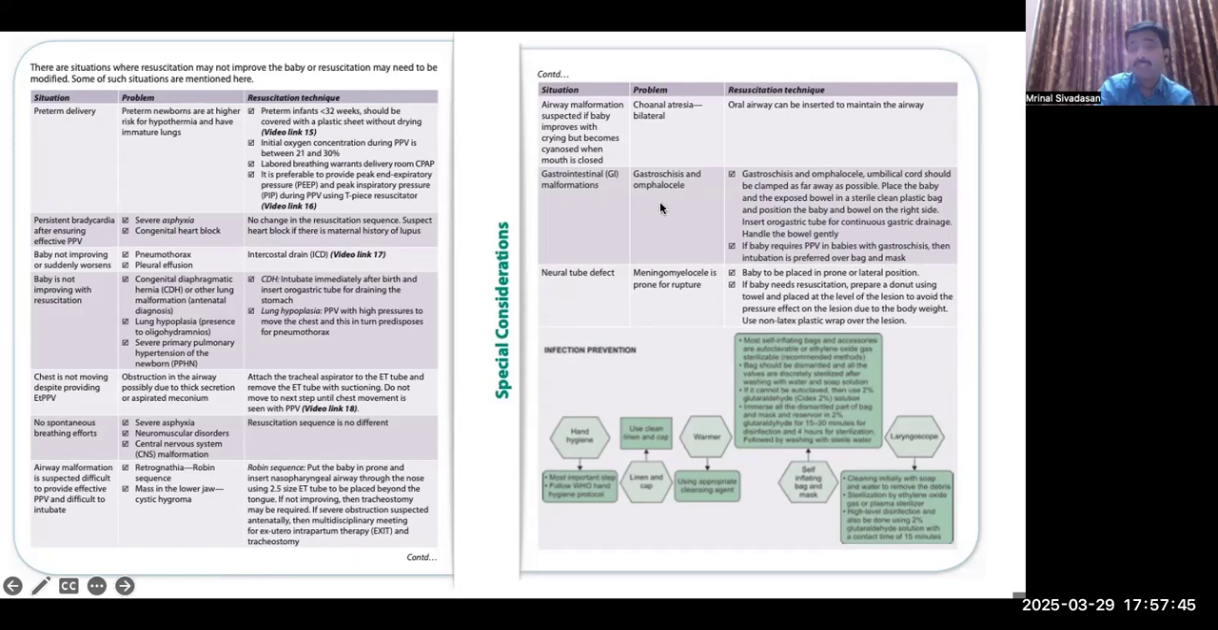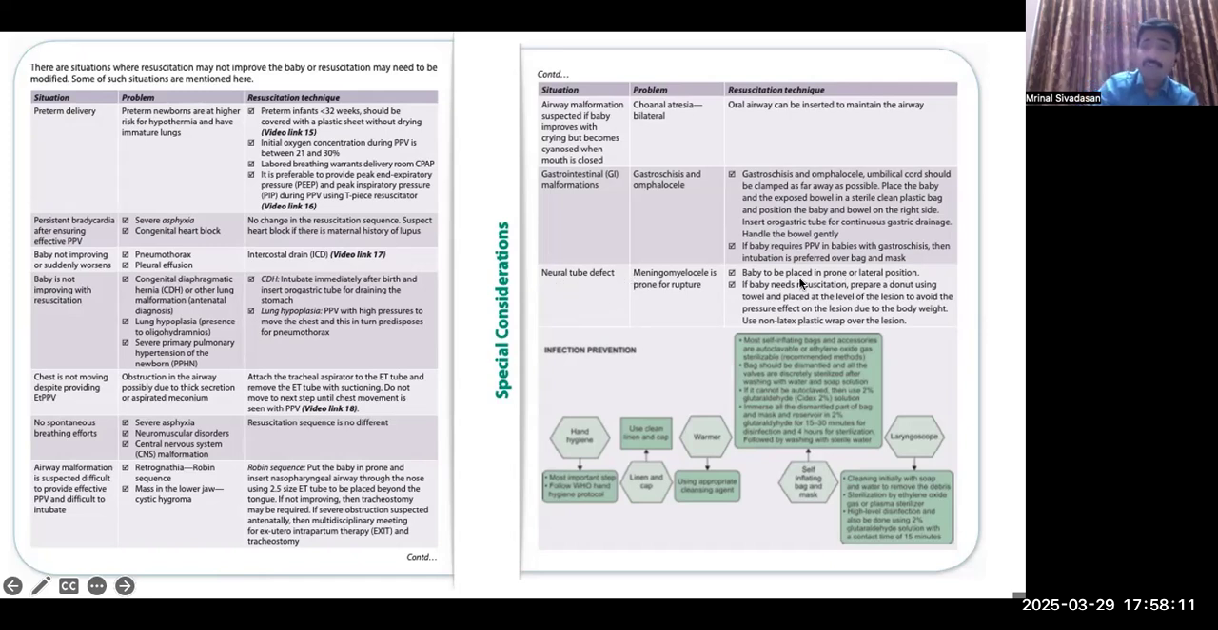For babies with gastroschisis and omphalocele, you have to clamp the cord as far as possible, place the baby and the exposed bowel in a sterile clean plastic bag, position the baby and the bowel on the right side, and insert the feeding tube for gastric drainage. If the baby with gastroschisis requires positive pressure ventilation, then intubation is preferred over bag and mask.